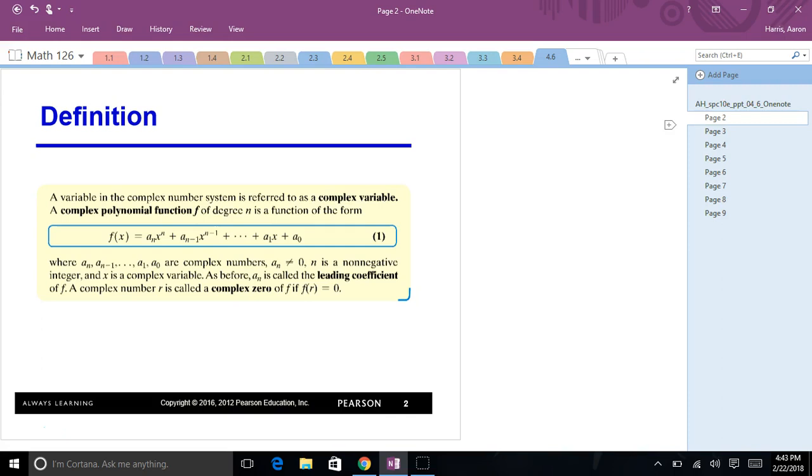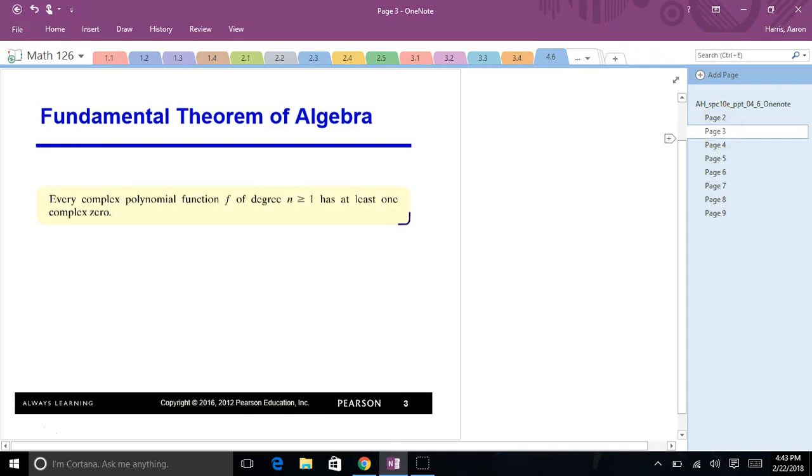So that definition there is very similar. You can read through that. Your coefficients can simply be complex numbers now. You still have your powers being non-negative integers, and your x's can now be complex variables. And then you have a complex zero if f of r equals 0. Simple as that. Let's go into the fundamental theorem of algebra.